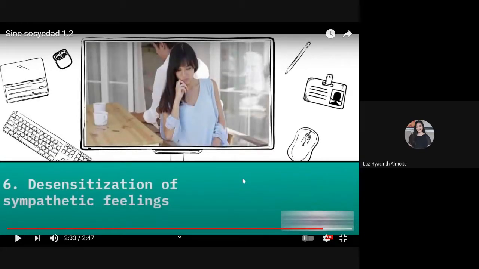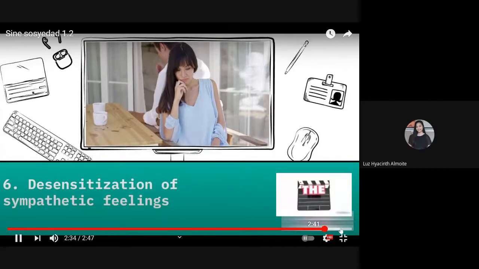Next, or lastly, is the desensitization of sympathetic feelings. Many social psychologists today hold the opinion that movies erode sympathetic feelings in people by making violence and the suffering of other people seem acceptable. This tendency of not helping the victim or okaying violence has grown as a result of the media desensitizing sympathetic feelings.